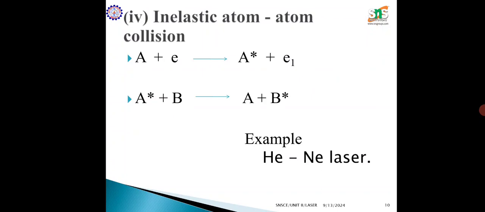The fourth one is inelastic atom-atom collision. Atom-atom means two atoms. Here we are taking A and B. The first atom is excited by an electron and moves to the excited state, and that excited atom will excite the other atom, so that is B star. Now B star will be in the excited state. An example is the helium neon laser. Helium is one atom and neon is the other atom. Both should have the same energy level.